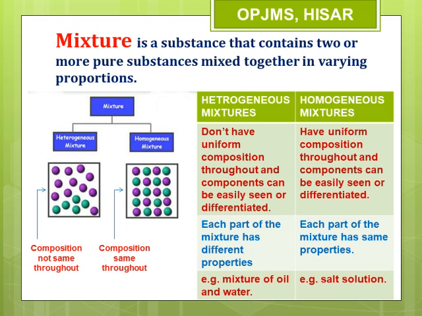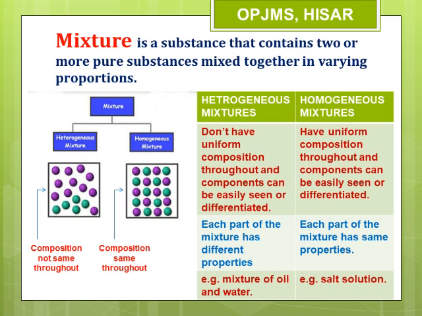Now tell me, what happens when you pour oil on water? Oil, being lighter, forms a separate layer over the water, and you can very clearly and distinctly see the two different layers. Such a mixture is known as a heterogeneous mixture. You can see in this diagram also, there are two colored dots, purple and green, which constitute the heterogeneous mixture. As you can see, the two dots are not uniformly mixed together.